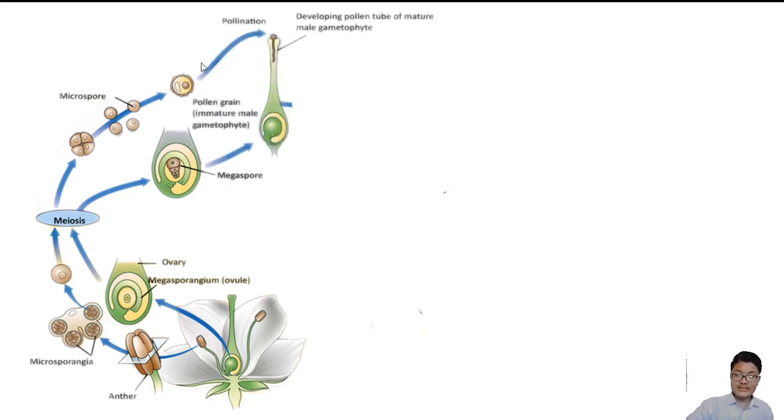Now, after pollination is done either by biotic or abiotic factors, and the pollen grains are transferred onto the stigma of the female, there is germination of the pollen grain by development of a pollen tube, and male gametes are usually transferred through the pollen tube into the embryo sac. Megaspores will later develop into the embryo sac, and inside the embryo sac we have the egg.